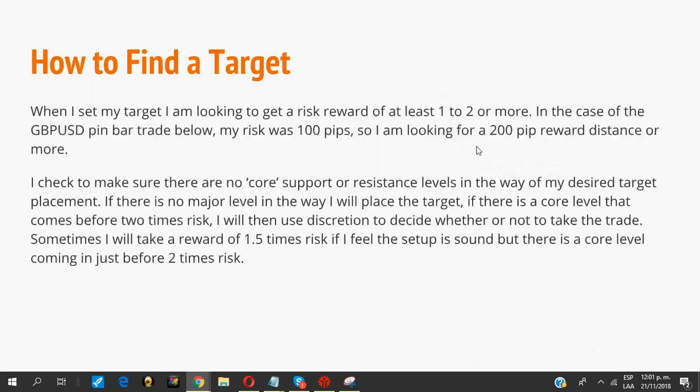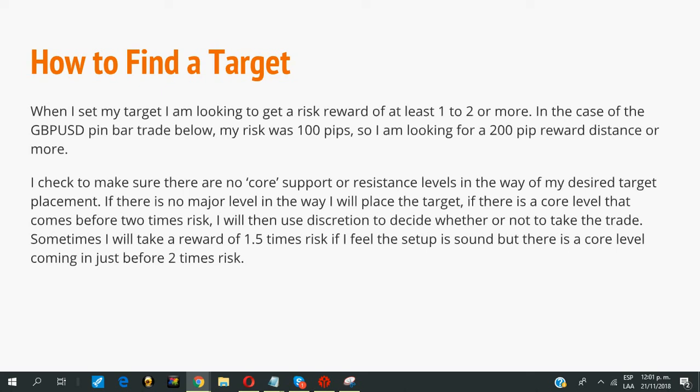How to find a target? When I set my target, I am looking to get a risk-reward of at least 1 to 2 or more. In the case of the pound-dollar pin bar trade below, my risk was 100 pips, so I am looking for a 200 pip reward distance or more.